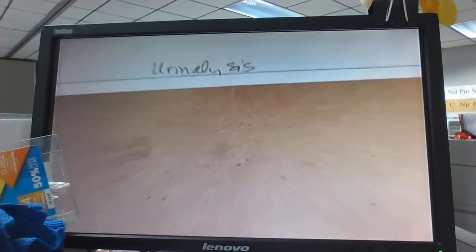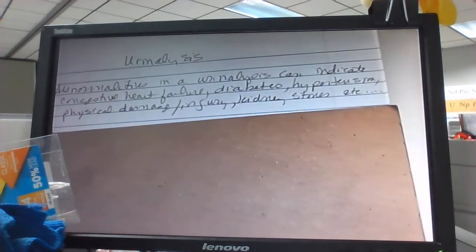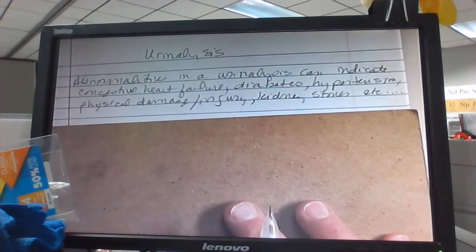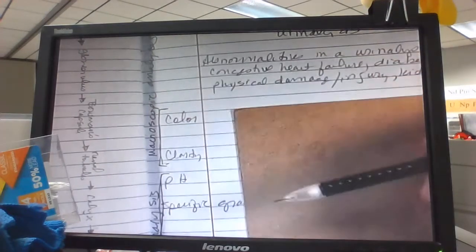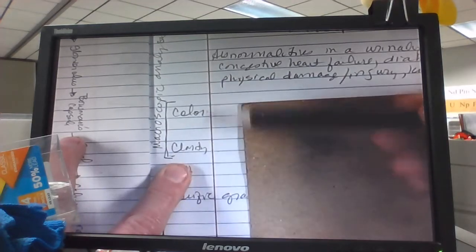All right, you are going to do a dissection and you're going to do a urinalysis. For the urinalysis, this is the function of it. Abnormalities in a urinalysis can indicate congestive heart failure, diabetes, hypertension, physical damage or injury, kidney stones, and a whole lot of other stuff. But that's just a general idea. You are going to do tests that include macroscopic analysis, and macroscopic analysis involves the color and the clarity of the urine.